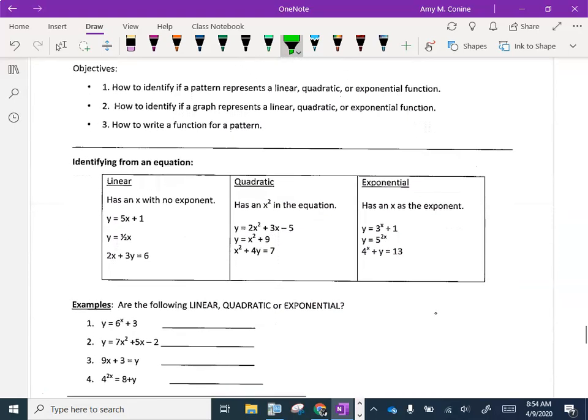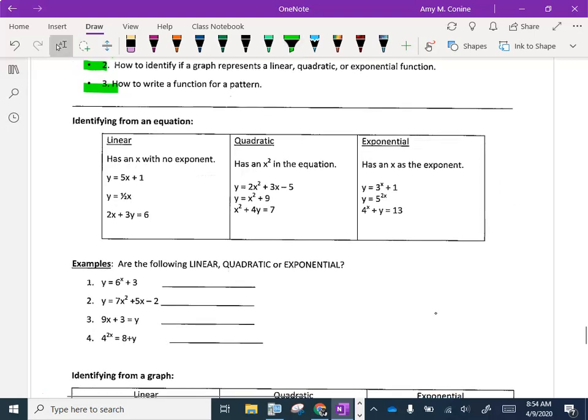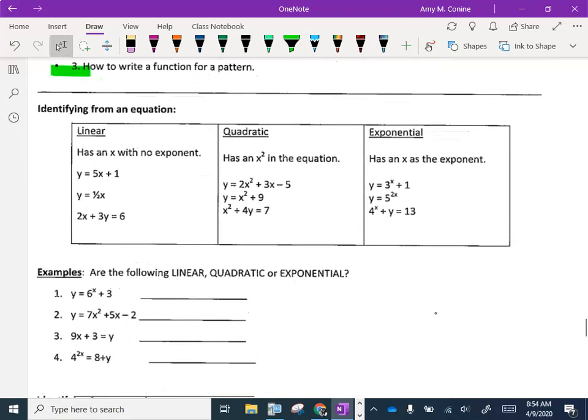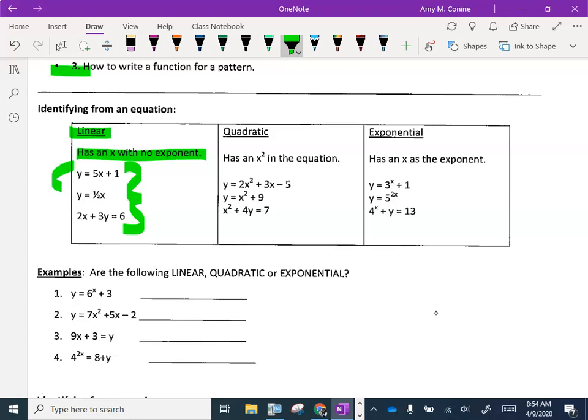So our objectives are listed here. We're going to identify the patterns of each of them, identify your graphs, and identify your functions. So reviewing what that looks like, linear, x has no exponent, so you're going to have equations that will look like that. Those are all linear. Remember, it makes a straight line when you have your graph.